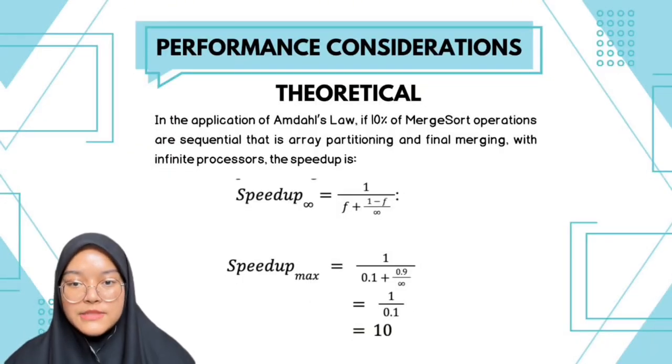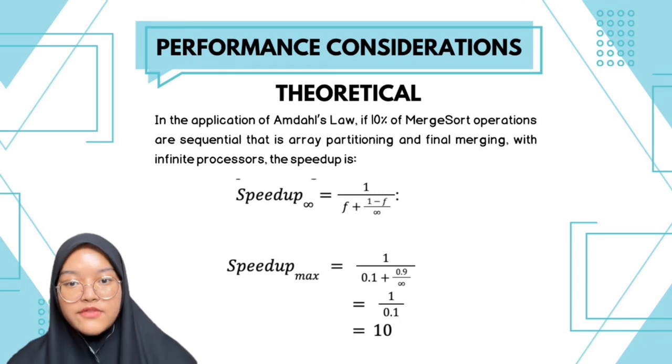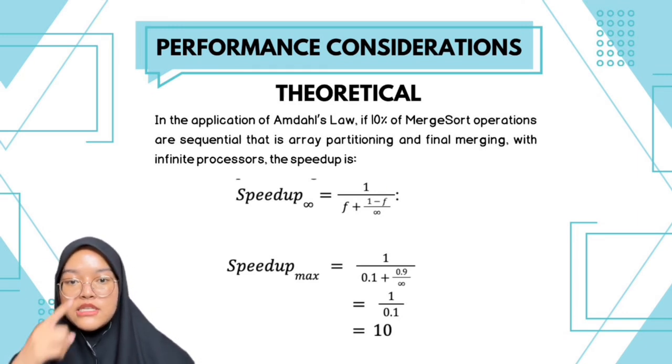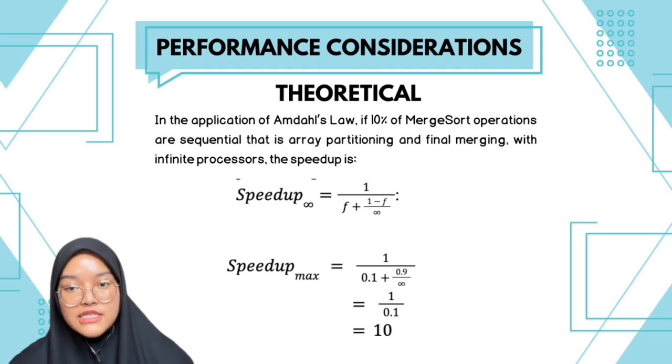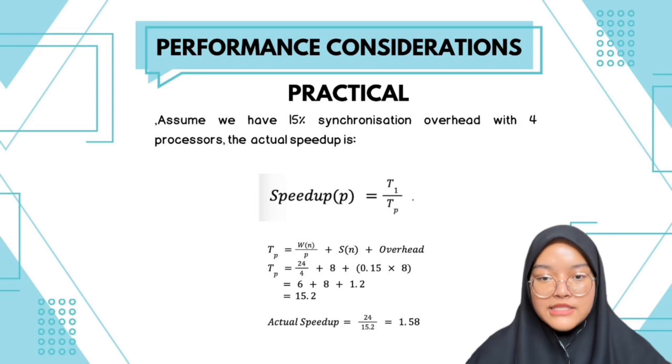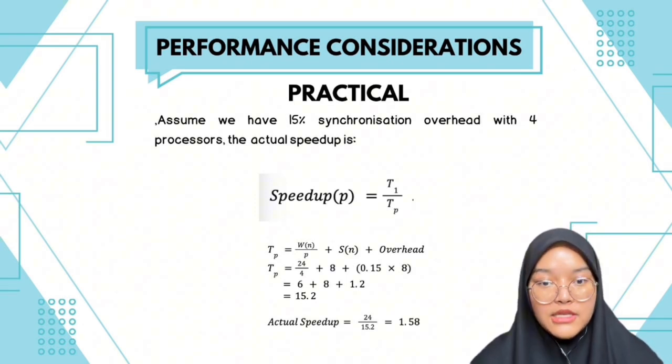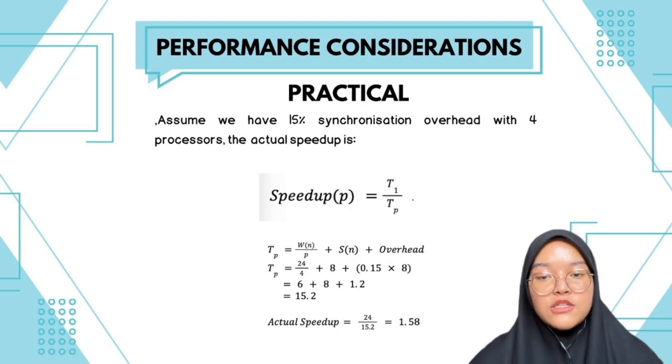For the theoretical speedup calculation, we assume that if 10% of the operations are sequential with infinite processes, the speedup can be calculated using this equation, where f is the percentage. From this, we get the maximum speedup equal to 10. As for practical speedup, we assume that we have 15% synchronization overhead, which will make the actual speedup 1.58 when calculated using that formula.